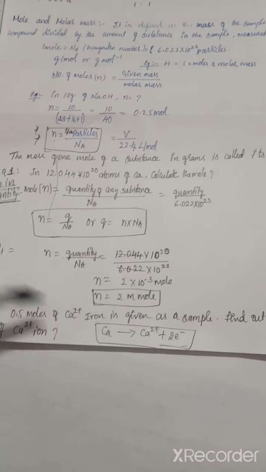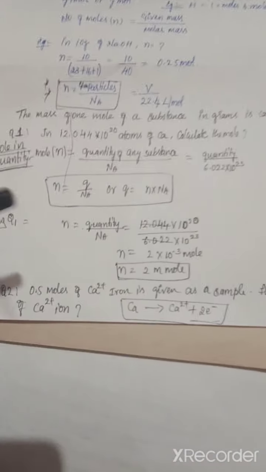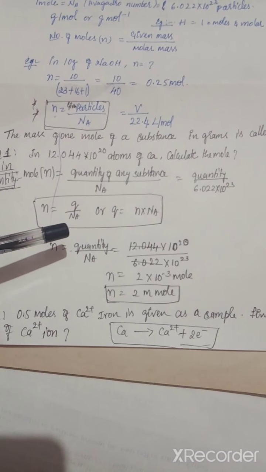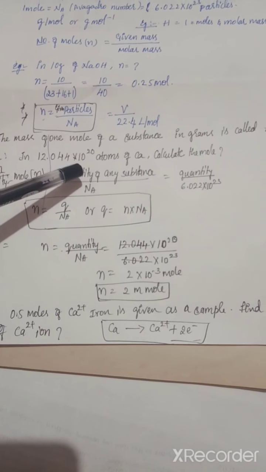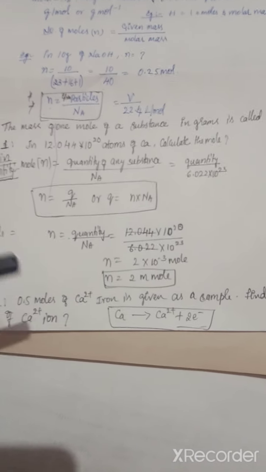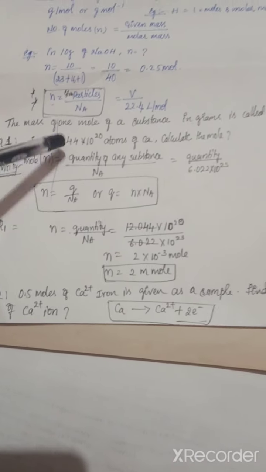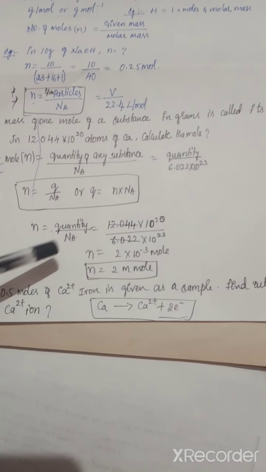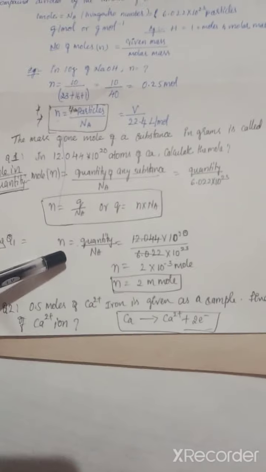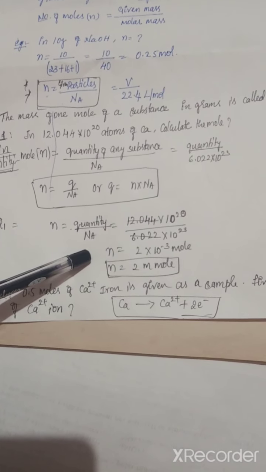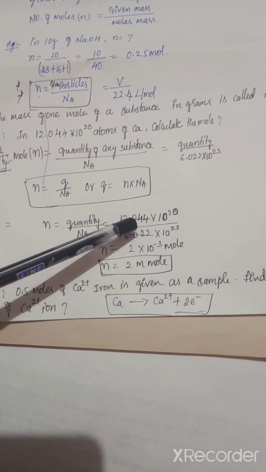Yes, let's discuss one question here. 12.044 into 10 to the power of 20 atoms of calcium, calculate the moles. They have given the atoms of calcium and we need the moles of calcium. We can use this equation: mole is equal to quantity divided by Na. From that we can calculate.